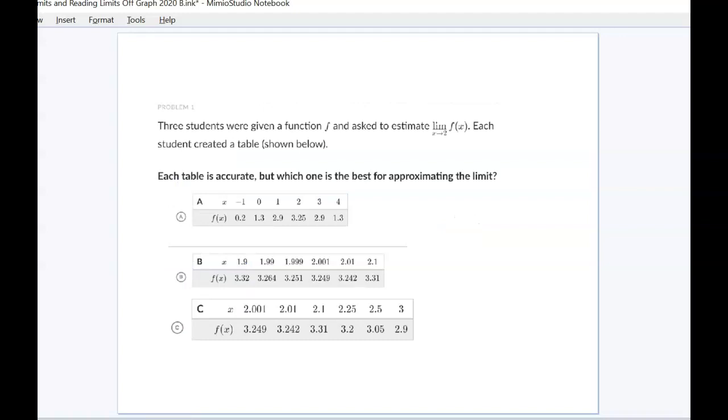Three students were given a function f and asked to estimate the limit as x approaches 2. Each student created a table shown below. Which one is the most accurate for approximating the limit? Well, if you take a look at all three, it looks like table B: they approach 2 coming from the left, and they approach 2 coming from the right. I would say that B represents the best approximation for the limit as x approaches 2.